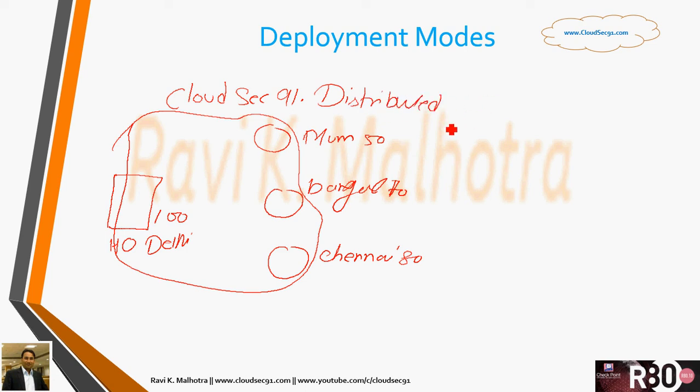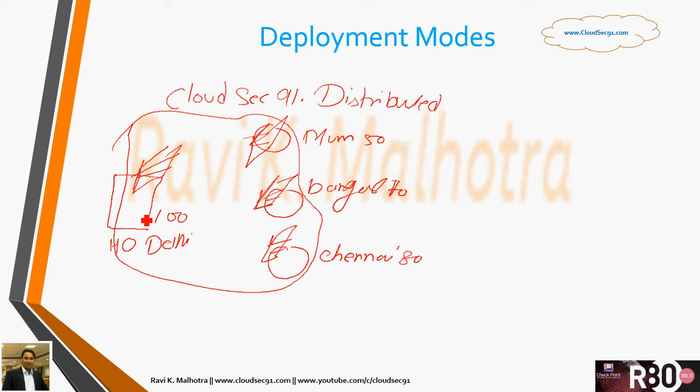Another thing you need to understand is that the moment you buy a license for the management server, that management server is capable of serving 5 gateways. So let's say in this case, you will have one firewall here, one firewall here, one firewall here, and one firewall here.